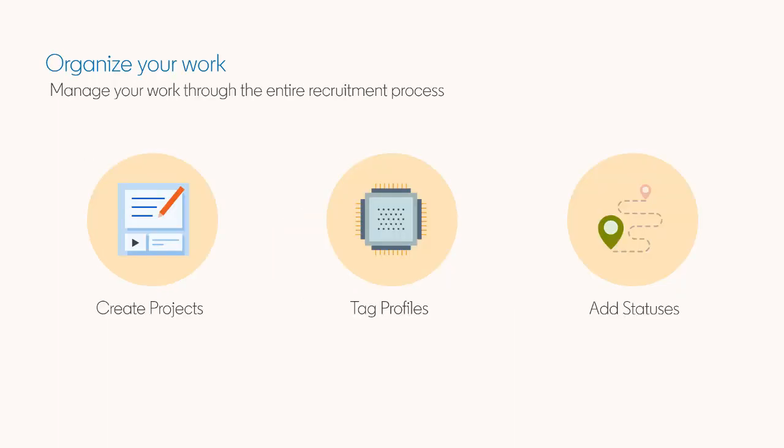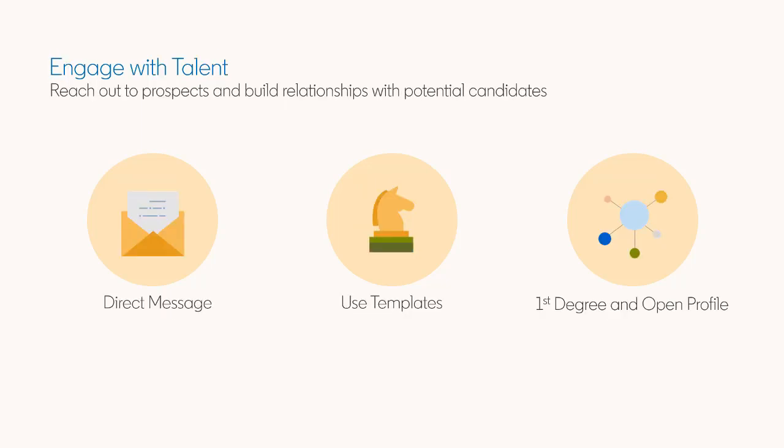Third, organize your work. Recruiter offers many tools for organizing your work, including creating projects, but also using tags and statuses for better management of candidates through the recruitment process. Next, engage with talent. Email enables you to send a direct message to potential candidates within LinkedIn Recruiter. You don't need their contact information. You can also send one email to multiple recipients, but remember, personalized messages work best. But you can save time and create templates from your best email messages anyway.